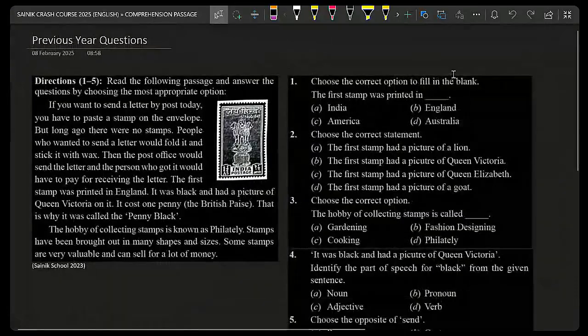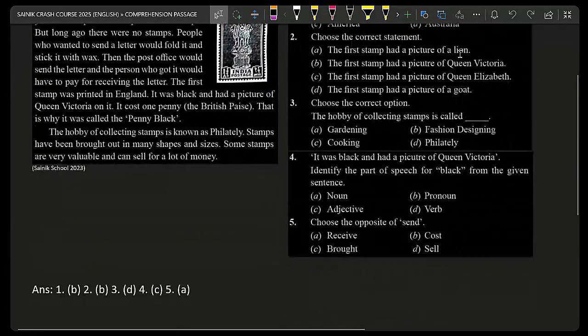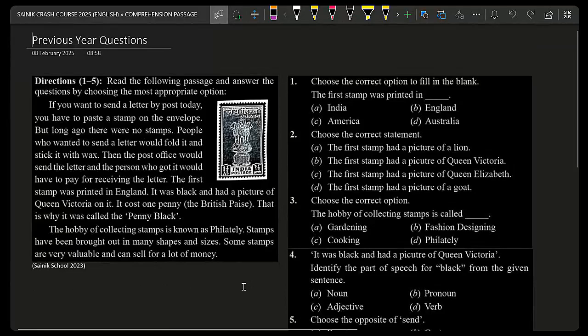So this question came in one of the previous exams, Sainik School 2023. I'll mark it here. First I'll ask any student to read the entire passage. Then one by one I'll give you the questions. Who will read the paragraph without any single mistake?